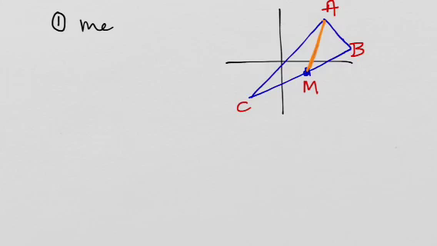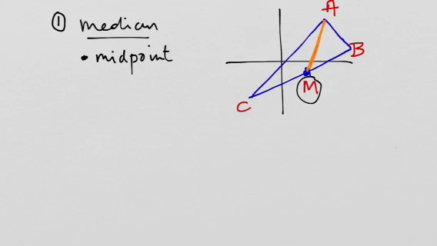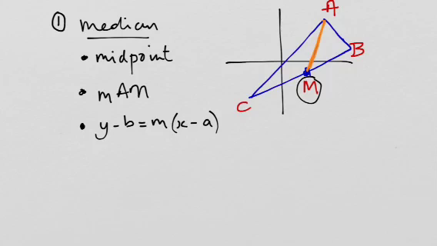Because it's a median, there are 3 steps we need to go through. First of all, we find the midpoint, because median means middle. So we find the midpoint M, which is halfway between B and C. Then we work out the gradient of AM, the orange line. And then once we have that gradient and we have the point A, we can substitute into y minus b equals m(x minus a).